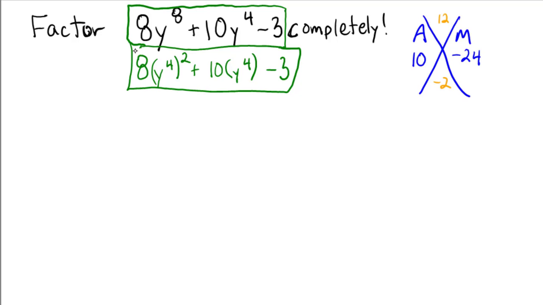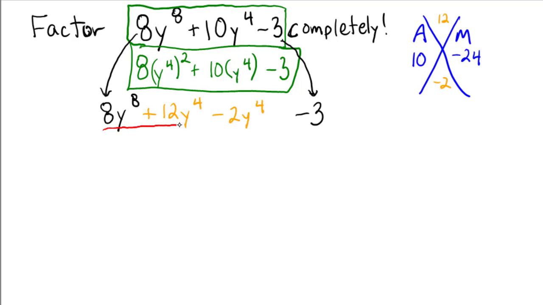So what that's going to do for us now is we can take our original and say that it was 8y to the 8th. On the back, we can see that there's a minus 3. And what the X method does for us is it allows us to split up those terms in the middle. So we had a 10y to the 4th, but the 12 and the negative 2 tell me I'm going to write it as plus 12y to the 4th minus 2y to the 4th. So it's an appropriate way of splitting up that 10y to the 4th. What do I mean by appropriate? Well, now we can factor by grouping.